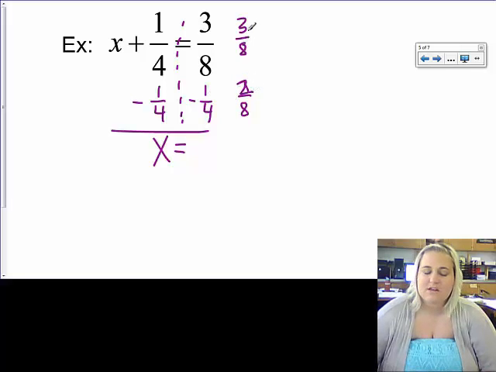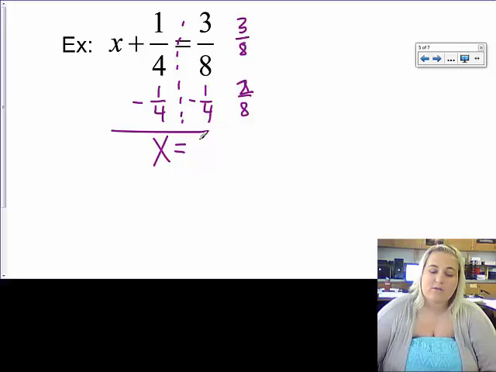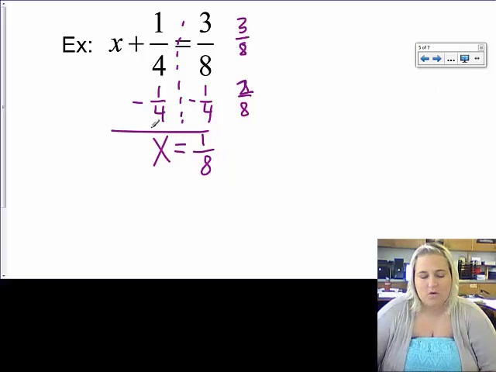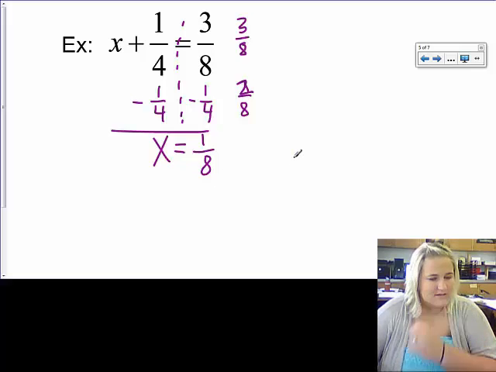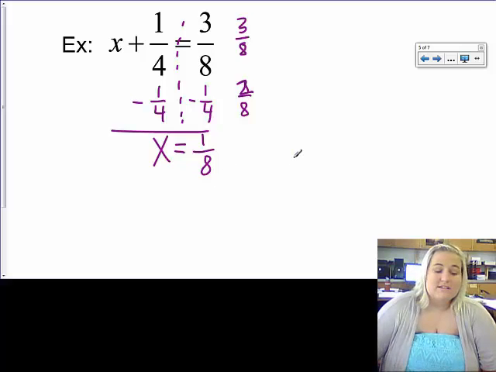So 3/8 minus 2/8 is going to give me 1/8. Final answer. It is also important that you always have the variable equal to. This is what tells me what your final answer is. Do not just give me 1/8. I need to know that x equals 1/8, because whenever we start working with multiple variables, I need to know which one is which.